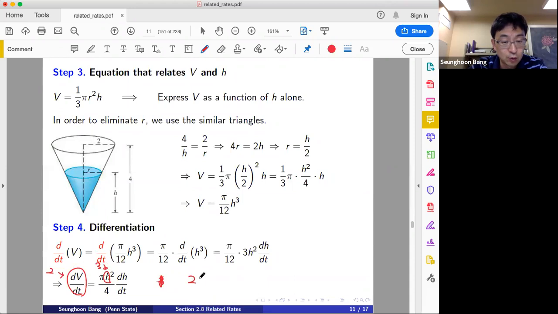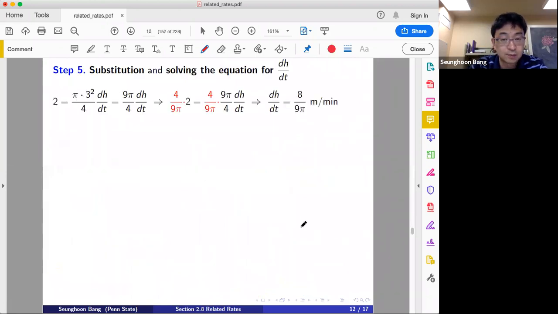So we have 2 equals pi times 3 squared over 4 times dh over dt. Simplify: pi times 9 over 4 dh over dt. Is that right? The next step, you can multiply both sides by the reciprocal of 9 pi over 4, which is 4 over 9 pi. The 9 pi is crossed out, the 4 is crossed out.